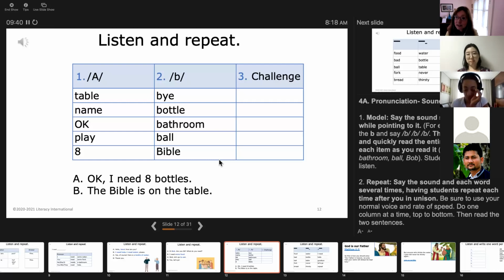So for some sounds, students can't even hear the difference if the sounds don't exist in their first language. And so they might not be able to hear the difference between a B and a V, or between a P and a B. So that gets challenging, but at this point, we just want to model it and get them to practice as closely as they can.